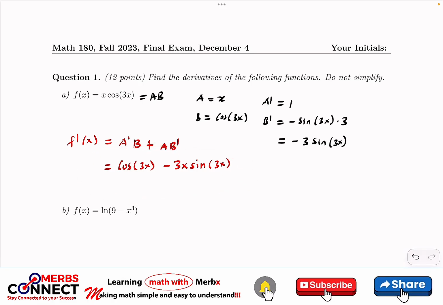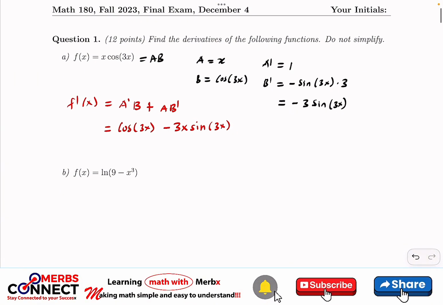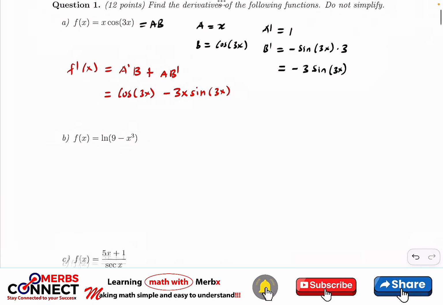Now, if you know how to do this, you can just go straight: differentiate this, maintain this, then maintain this and differentiate this. So if you know how to do it straight, you can just go straight and do it. But it's always advisable for you to pick your A and B. If you are using U and V, you can also do that to make sure that you avoid some mistakes.